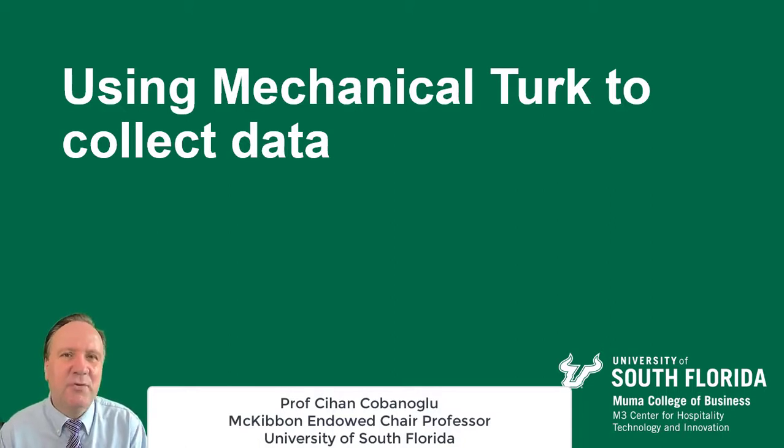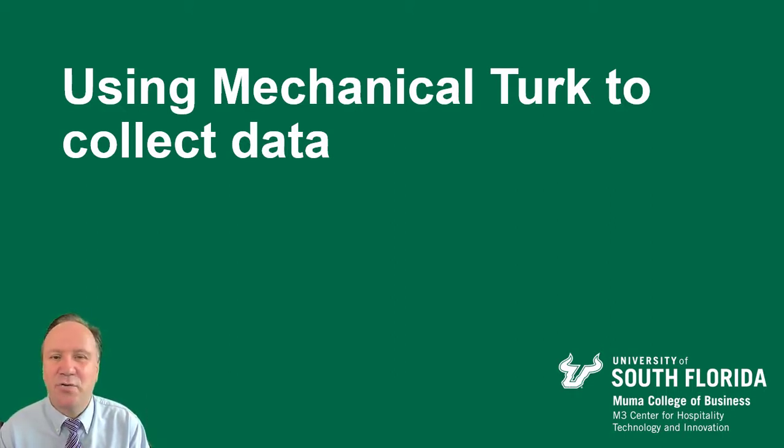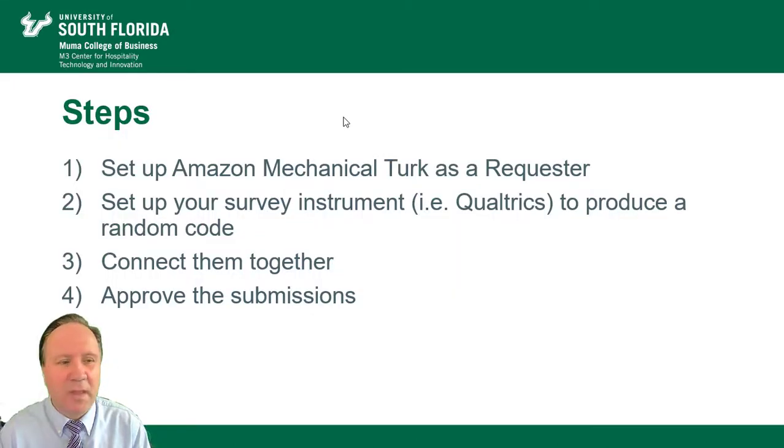In this video, I'm going to demonstrate how you can use Mechanical Turk from Amazon to set it up and collect data for your survey research as a crowdsourcing tool. To do so, there are 4 different steps that we have to do. The first one is that you have to set up your Amazon Mechanical Turk account as a requester. Requester means the researcher who would like to collect data from the workers. Workers, as Amazon calls them, are the people who respond to your survey.